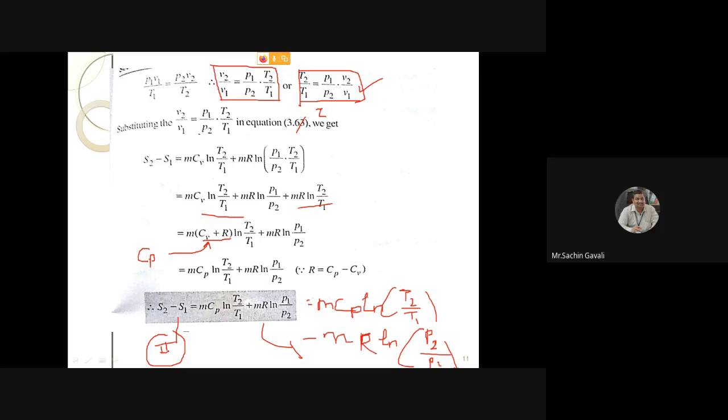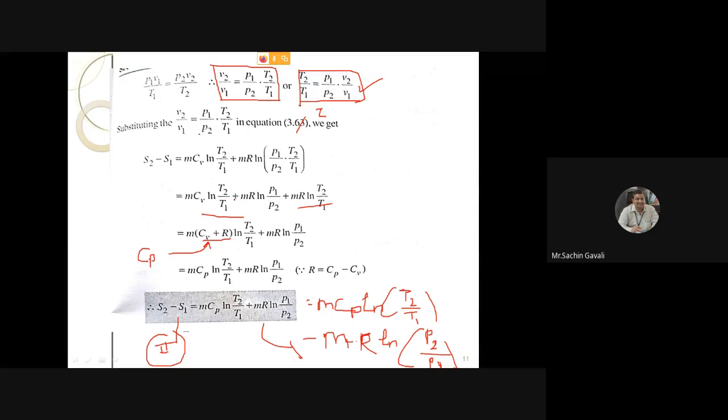So this formula, the earlier formula also, you can note down, because we have to solve the numericals on this. This is mR ln of P2 upon P1, with a minus sign if you want to give it. So this is the one derivation.